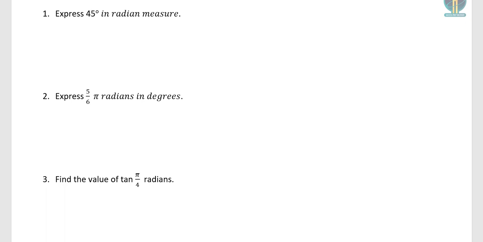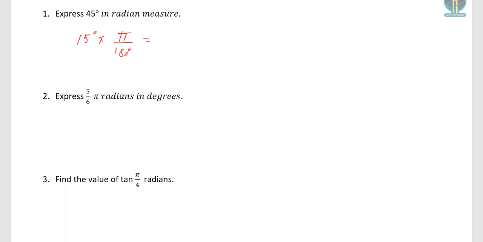Okay, so express 45 degrees in radian measure. So here we start with degrees, but we want to end up with radians. So since we want to end up with radians, I'm going to keep the pi radians on top in the numerator of the conversion term, and then divide it by 180 degrees.